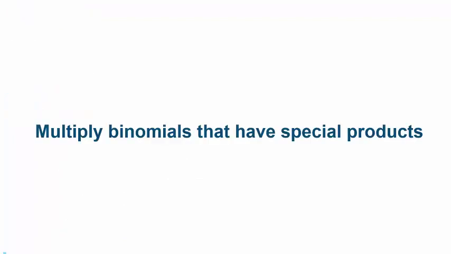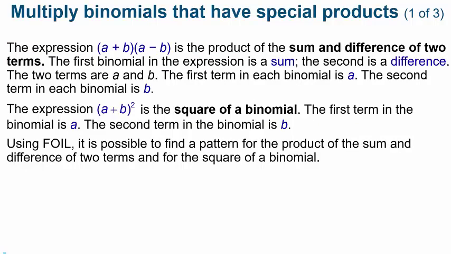Okay, so let's multiply binomials that have special products next. The first one here is the expression a plus b times a minus b. This is the product of the sum and difference of just two terms. So the first binomial is the sum, and the second is the difference. The two terms here are a and b. The first term in each binomial is a, and the second term in each binomial is b. What you're going to notice here is that a and b are the same. The only thing that's different is here we have addition, here we have subtraction.